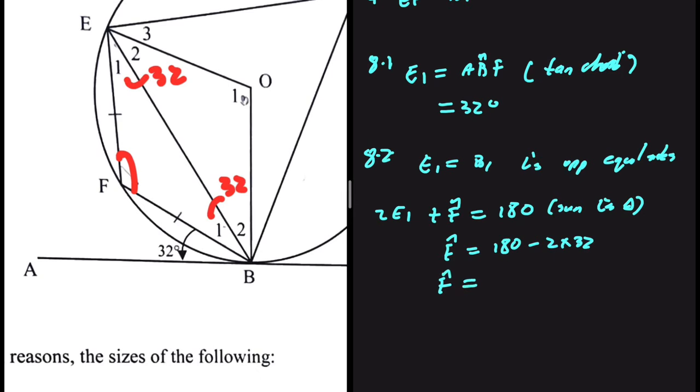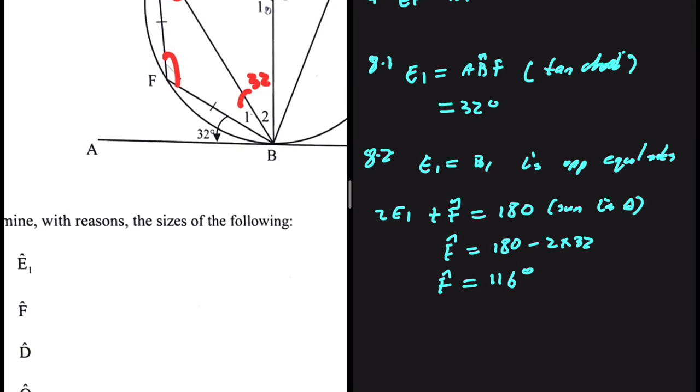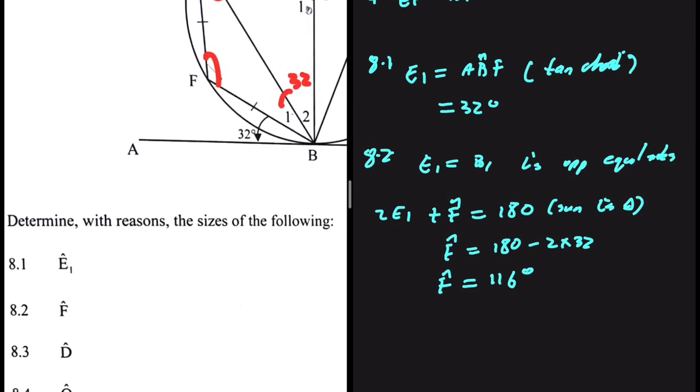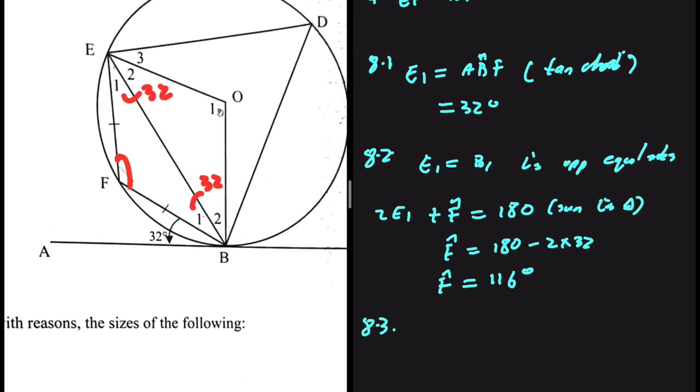2 multiplied by 32, that is 64. So we have 180 minus 64, which is 116 degrees. So that is the size of angle F. And then after angle F, we are now looking for angle D. Angle D is right here, far away from all the other angles.